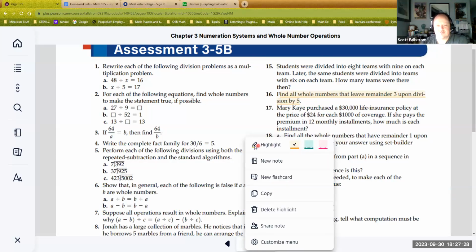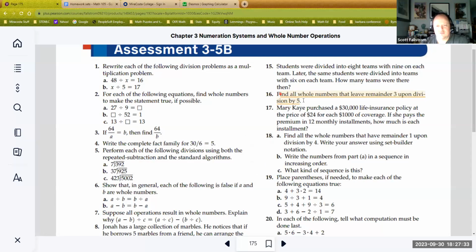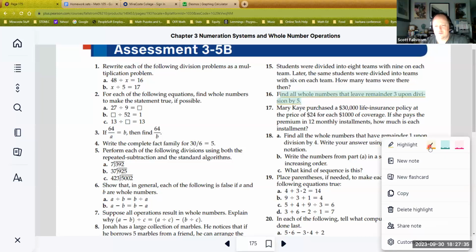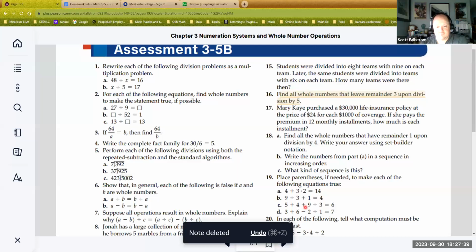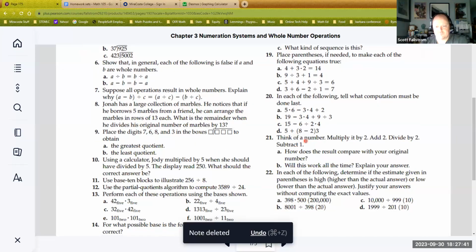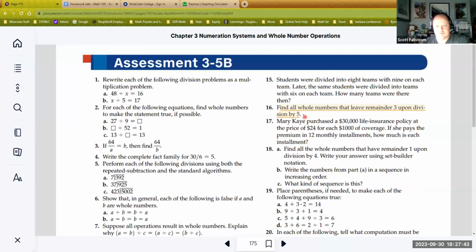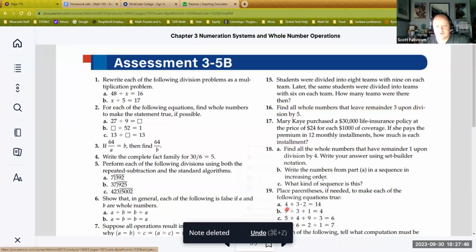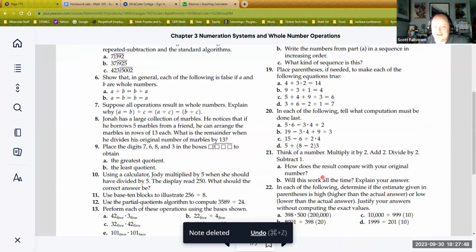Let's see here. Can I undo the highlighting? Maybe I highlight again, then it removes the highlighting. That's more highlighting. Undo the highlighting. Oh, delete highlight. Okay. All right, there we go. That did not seem to delete it. There we go. Okay.